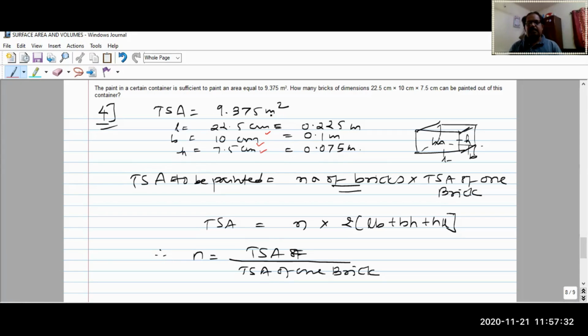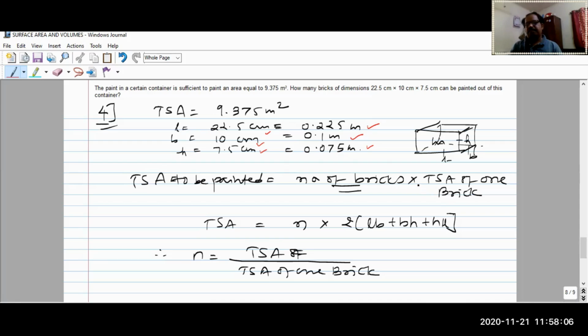But as the area is given in terms of meters, we can convert the dimensions into meters by dividing each of them by 100. So how much will it give us? Dividing 22.5 by 100 gives 0.225 meters. Then 10 by 100 gives 0.1, and 7.5 divided by 100 gives 0.075 meters, right?